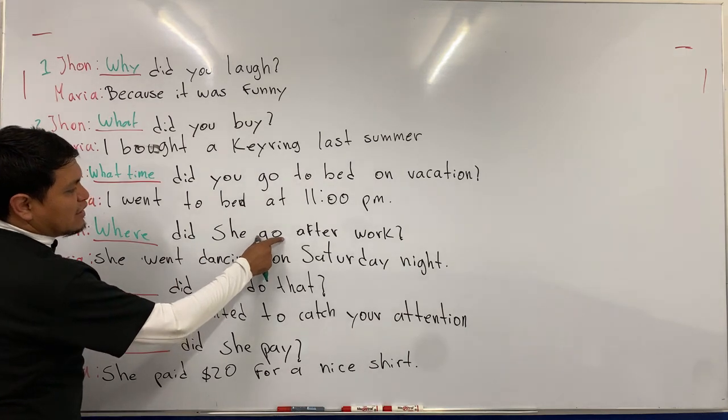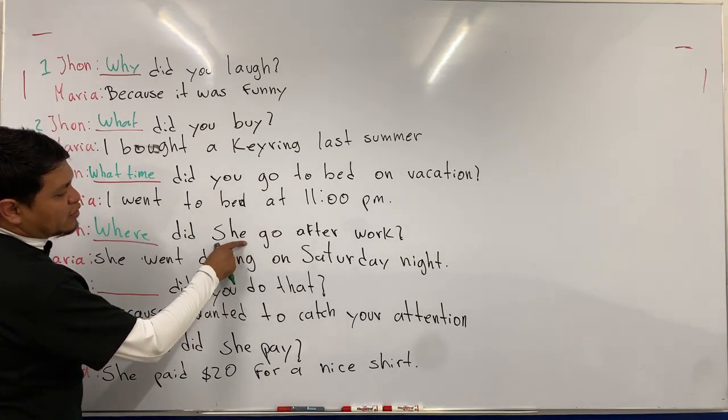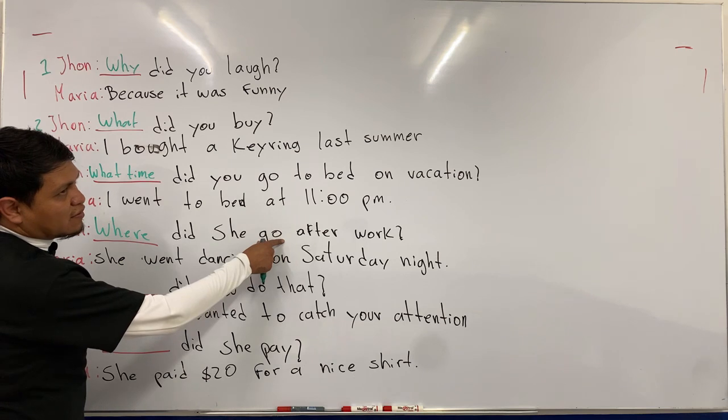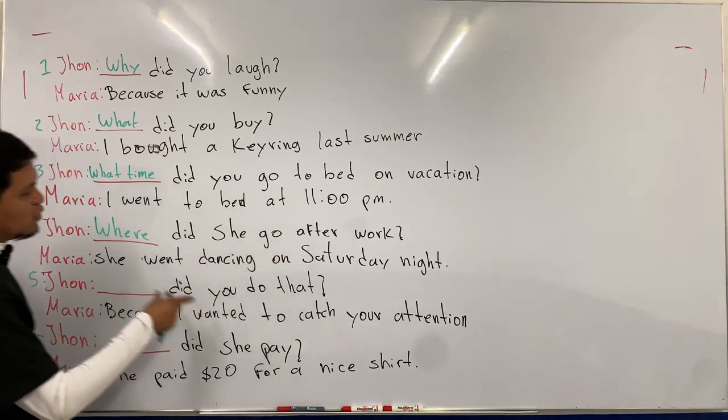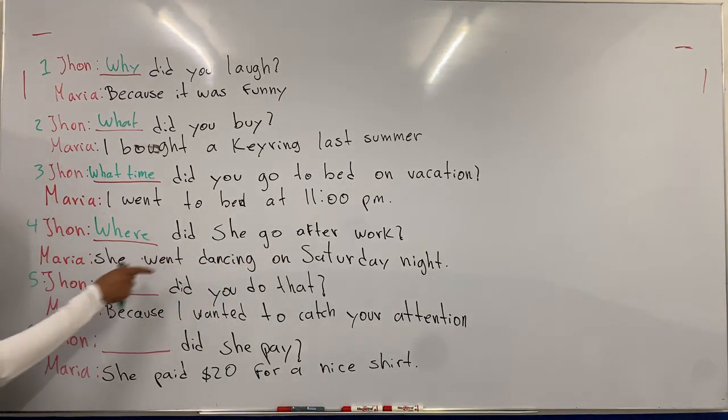¿Te das cuenta que aquí, a pesar de que lo tenemos en tercera persona, she, nuestro verbo no dice goes, ¿vale? Porque ya no lo necesita para esas preguntas, right? She went dancing on Saturday. Where did she go? The next.